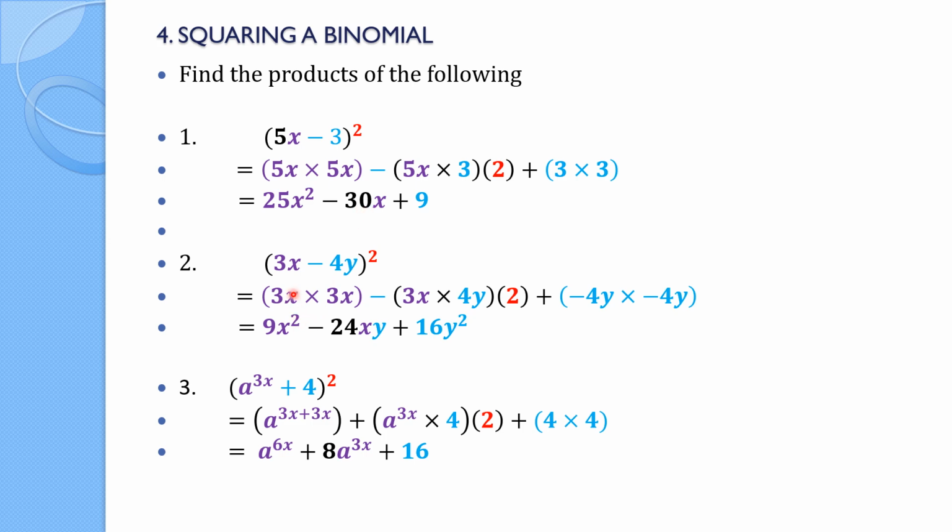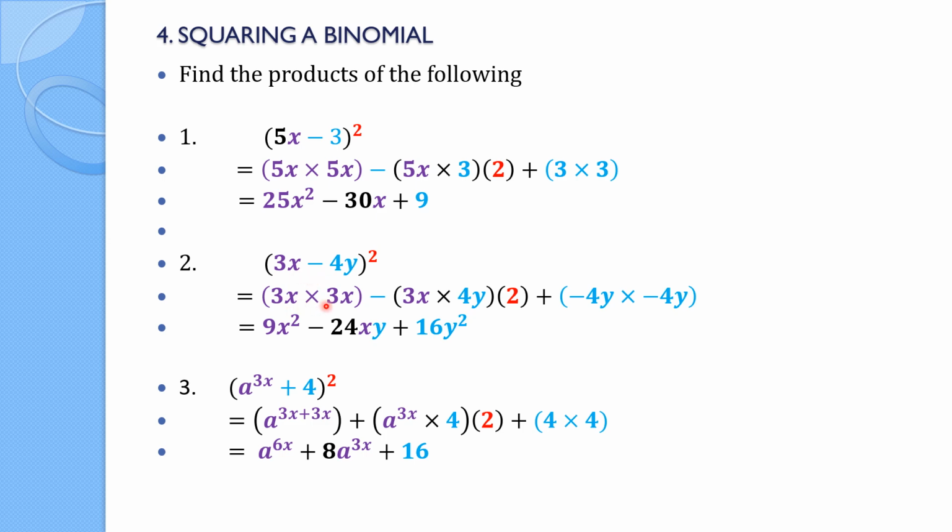So if we look at number 2, again I have 3x minus 4y. I have two terms in a bracket and they're all squared. So therefore there must be 3 terms as the answer, and I mustn't forget the middle term. Because if you forget the middle term, you're going to lose a lot of marks in exams. Do you follow what I am saying? Okay, let me stop playing around.